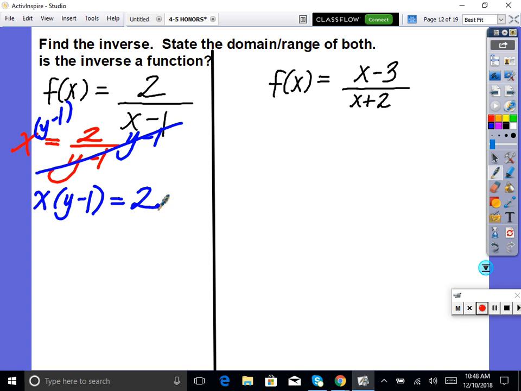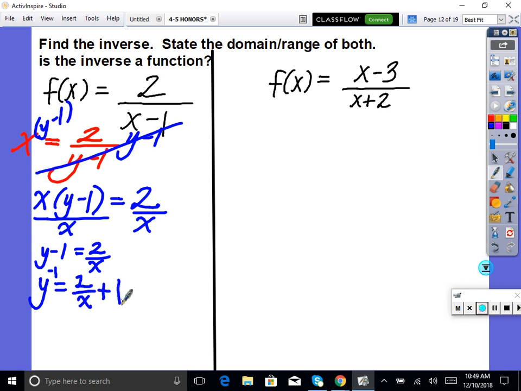Keep your goal in mind. Get y alone. Divide by x. y minus 1 equals 2 over x. So then y inverse is 2 over x plus 1.